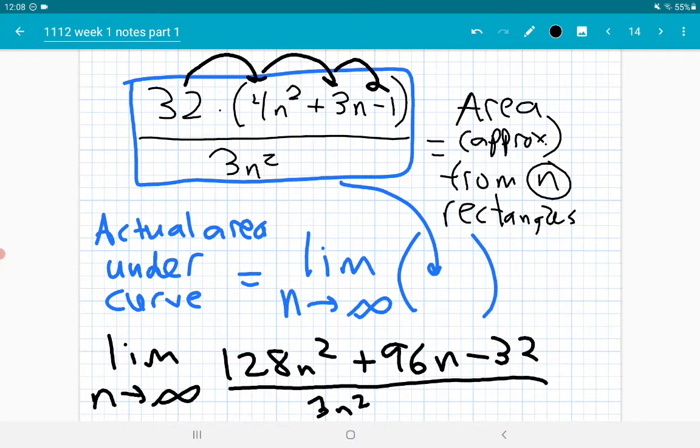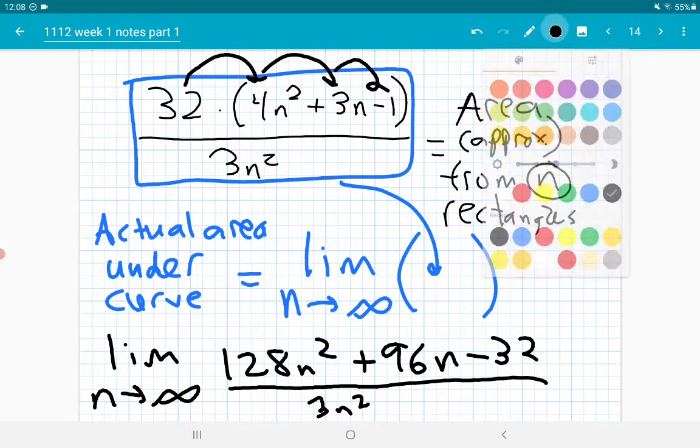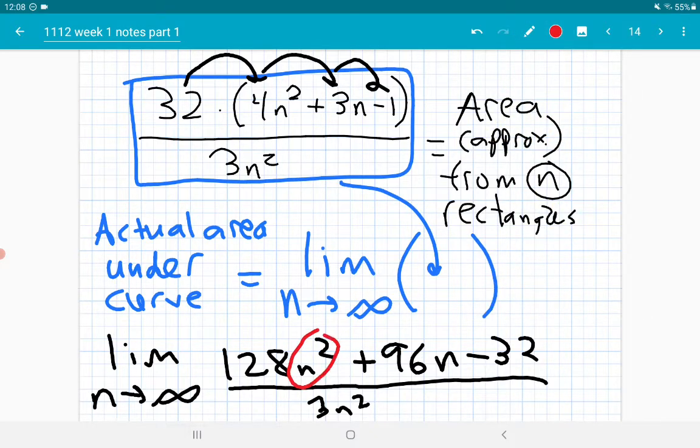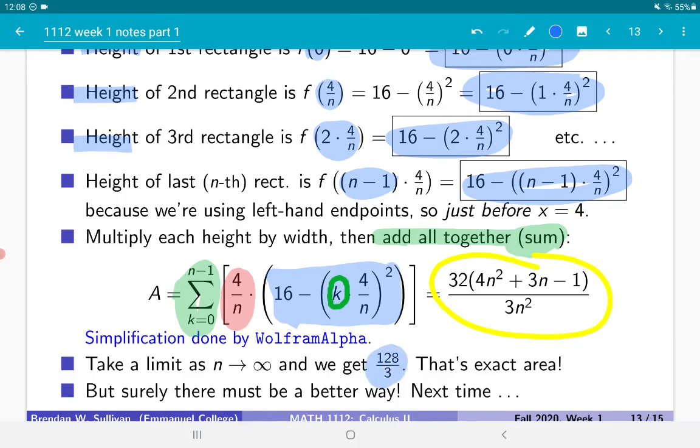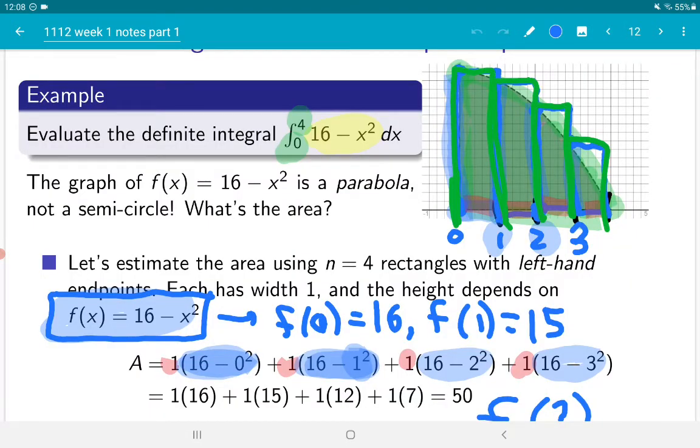And if you think about it, as n increases, as n goes to infinity, the n squared terms here will dominate, and the 96n and the minus 32 will be dominated by the large n squared that's growing much faster. And so in the long run, in the limit, I will end up with just the ratio of these coefficients, 128 and 3. And hey, look at that. 128 over 3. That's the actual, honest to God, correct area, the correct value of that integral. It's the area under that parabola.